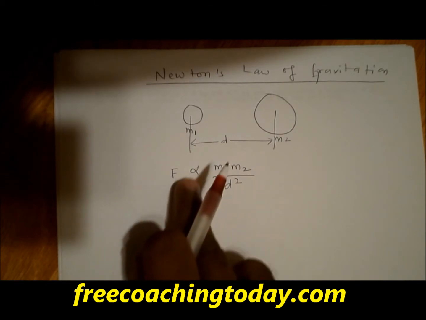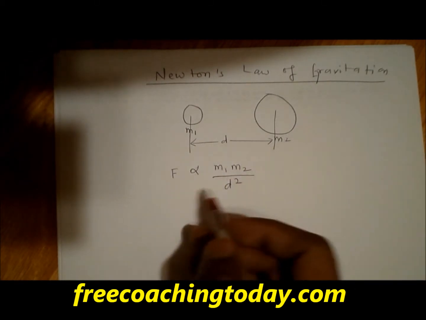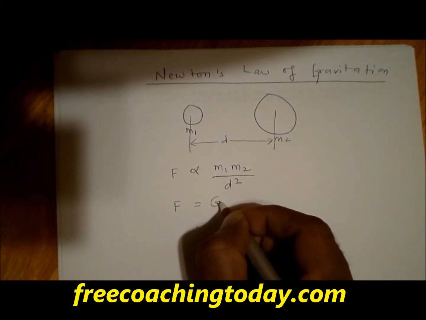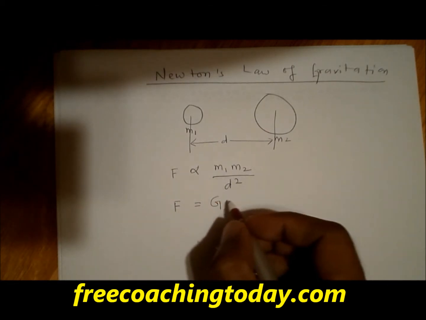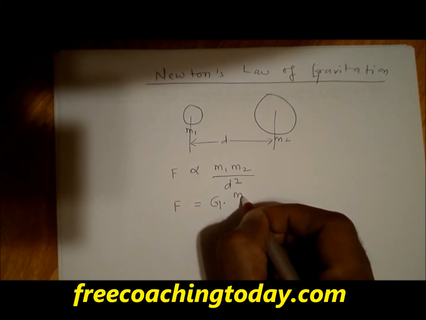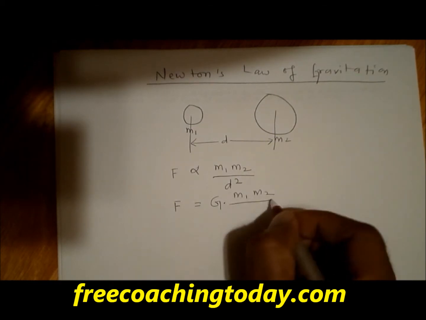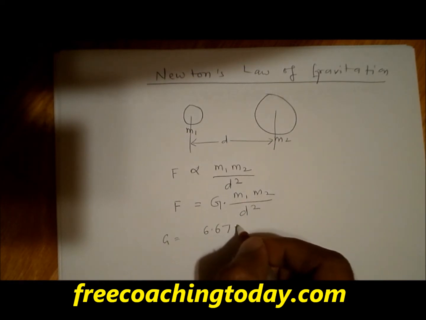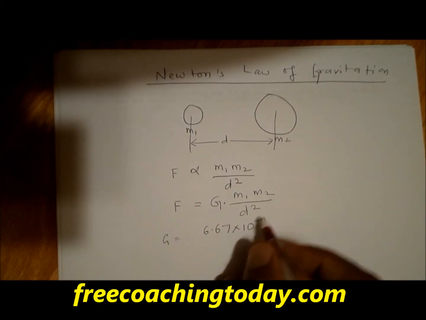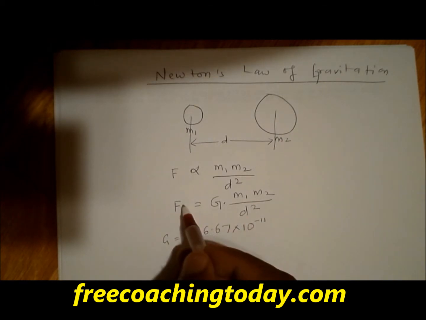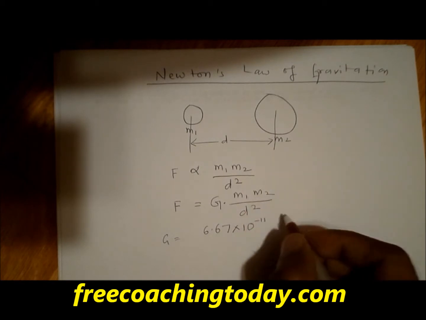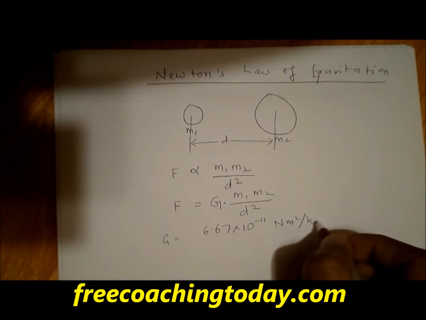So if you remove the proportionality sign, we get a constant that is denoted as G. It's also called the universal gravitational constant, and its value is 6.67 into 10 to the power minus 11, and its unit is Newton meter square divided by kg square.